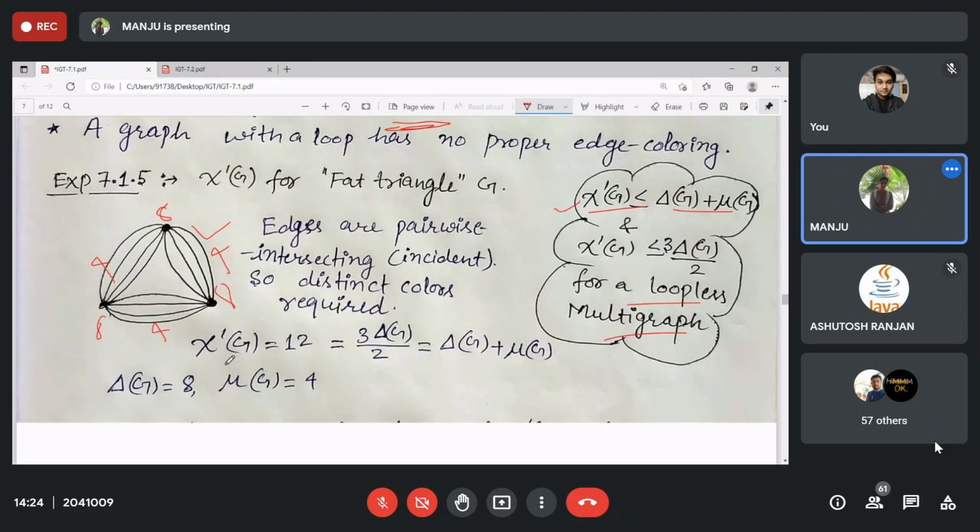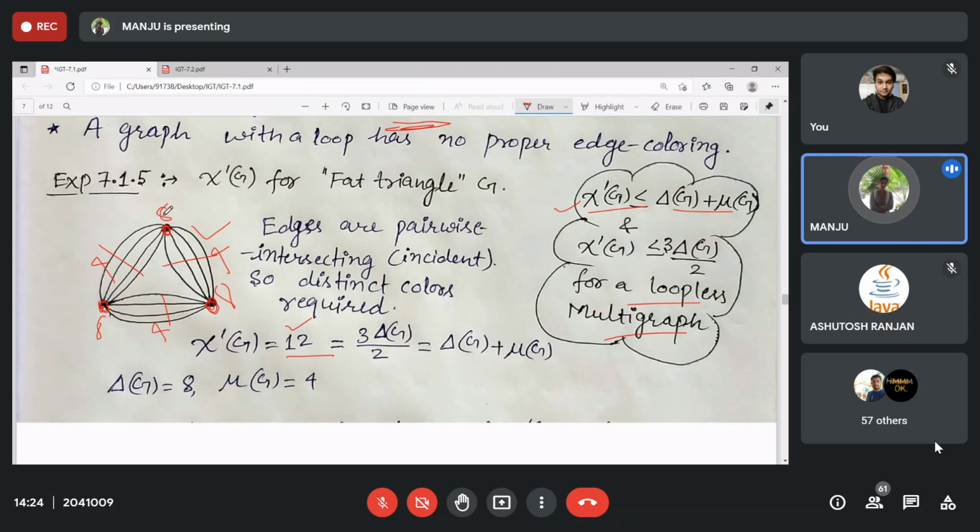So here, what do we have? For chi dash, any two edges share a vertex, right? All the edges are pairwise adjacent, pairwise intersecting. Any two you pick share some common vertex. So we need at least, or exactly, the total number of edges, and the total number of edges here is 12. So chi dash will be 12, and this is exactly equal to 3 by 2 delta.